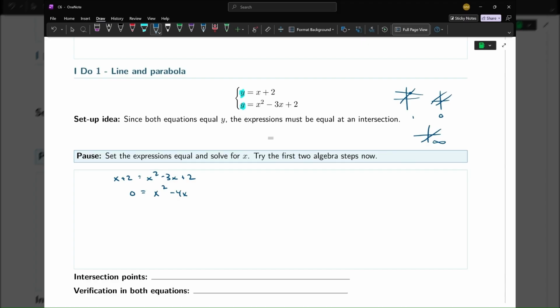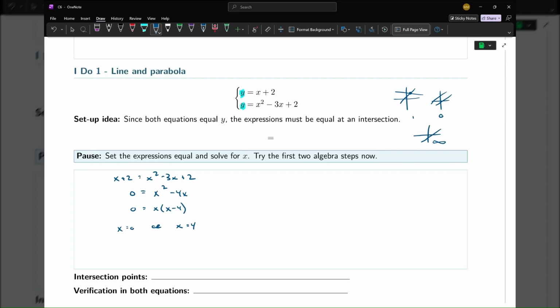And this is a really familiar quadratic. I can quickly solve this quadratic. 0 equals x times x minus 4. So using my zero product principle, I can see that x is 0 or x is 4. Now, the question might be, am I done? The fact that I asked that probably means no.